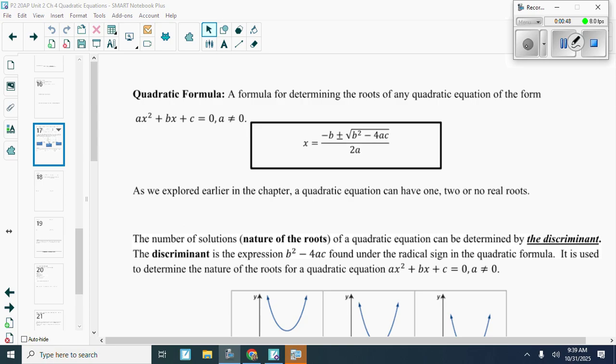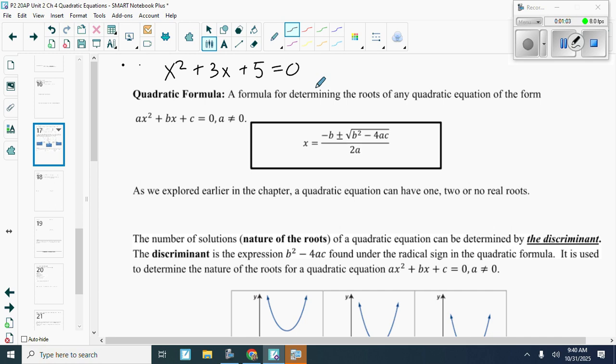However, sometimes we're going to get an equation. Let's just fix this up. Okay, let's say, here's my example. Let's say we had x squared plus 3x plus 5 equals 0. Nope. Let's do minus 5. That's what's in my notes.